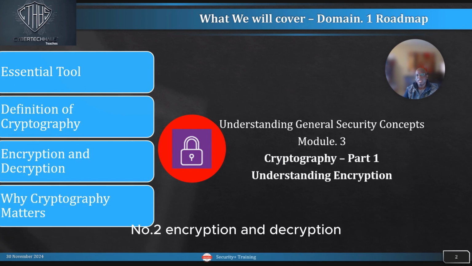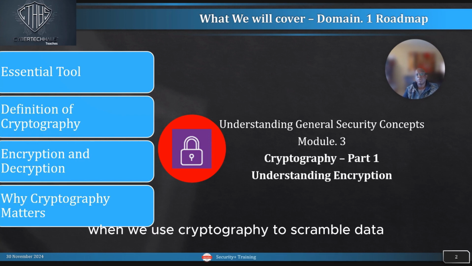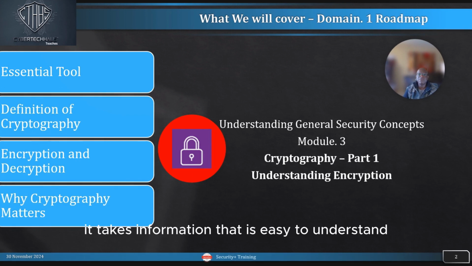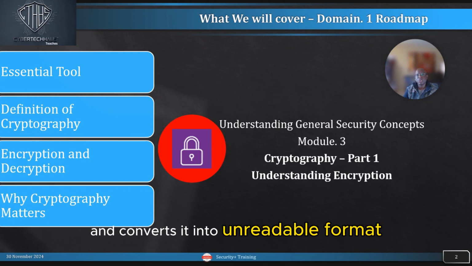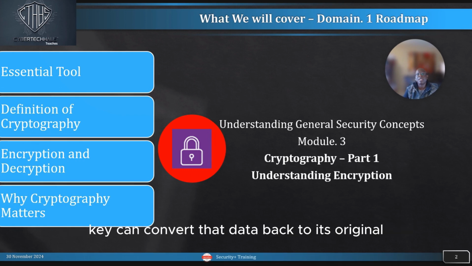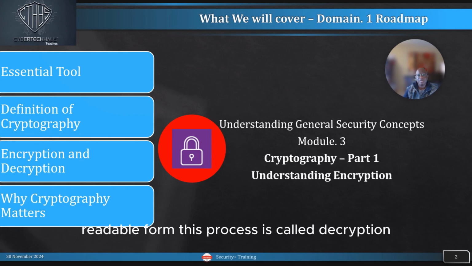Number two, encryption and decryption. When we use cryptography to scramble data, that is called encryption. It takes information that is easy to understand and converts it into unreadable format. Only someone who is authorized and has the right key can convert that data back to its original readable form. This process is called decryption.